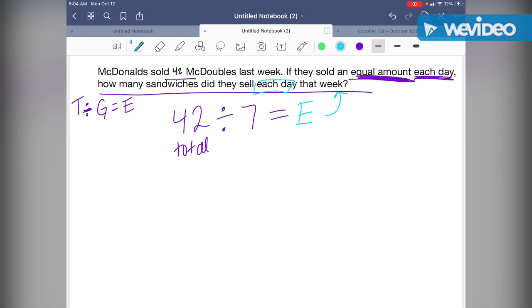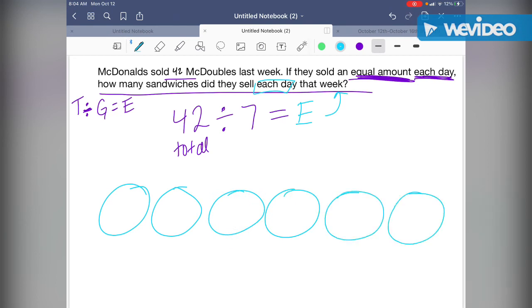So how many sandwiches did they sell each day? Let's take our 7 days: 1, 2, 3, 4, 5, 6, 7. Between these 7 days, I'm going to share 42, because there's going to be an equal amount in each day. So let's tally off and mark 1 per day and then start over like this.